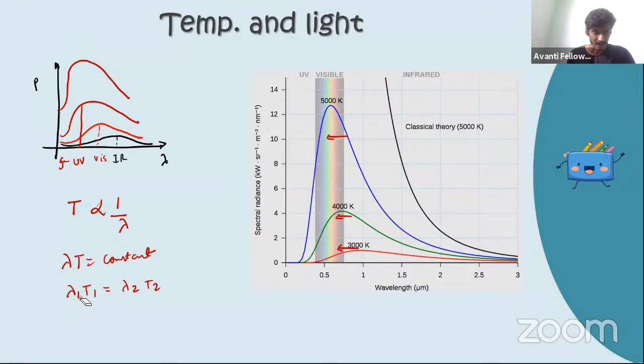And what is lambda1? Lambda1 is the peak wavelength. The topmost wavelength is called lambda1. The next topmost is called lambda2, and the next topmost is called lambda3. So this is called Wien's displacement law.